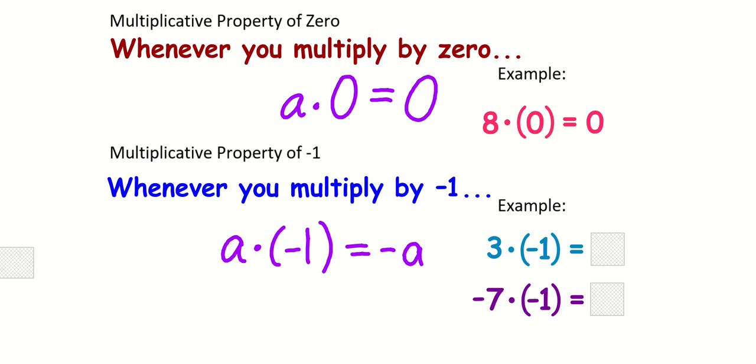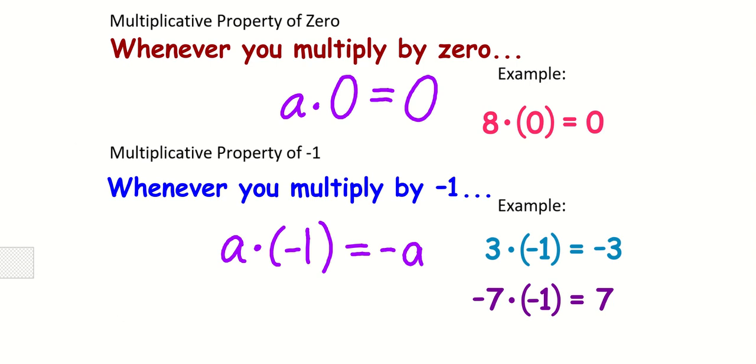So 3 times -1, negative that. And then -7 times -1, you get the opposite or the negative of negative 7, which is positive 7. So I think that was it, right?